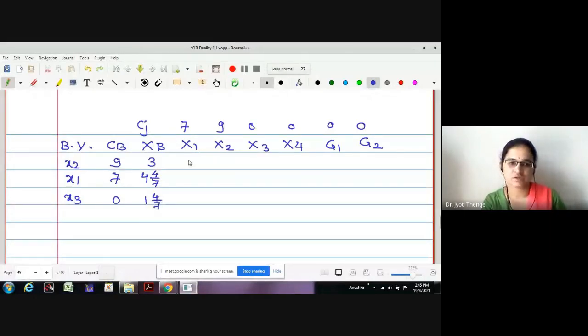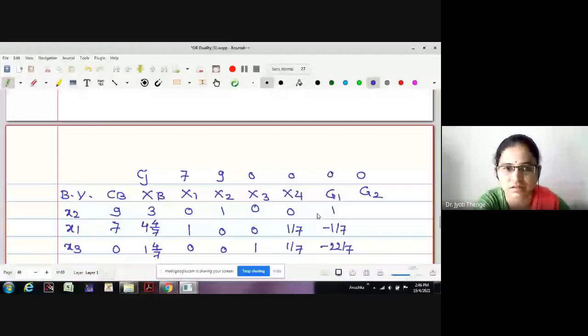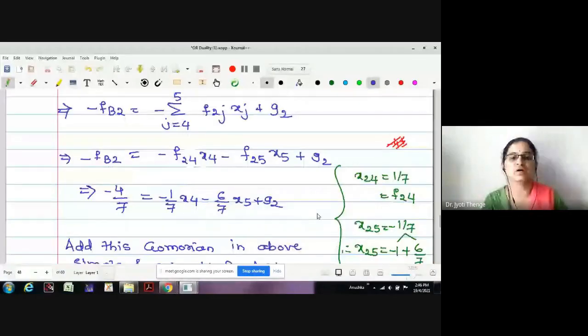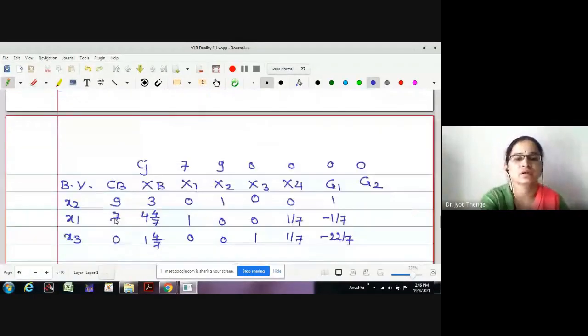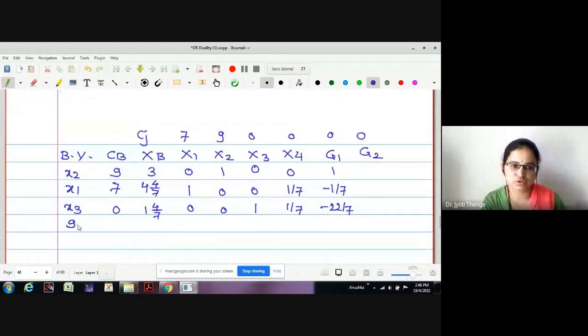X1 is 0, 1, 0. X2 is 1, 0, 0. X3 is 0, 0, 1. That of X4 is 0, 1 by 7, 1 by 7. G1 is 1, minus 1 by 7, minus 22 by 7. Now we will add this equation. What is the value of the variable G2? Initial value is minus 4 by 7. Now I am adding G2 with cost 0, value minus 4 by 7.